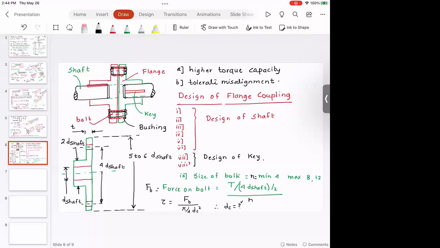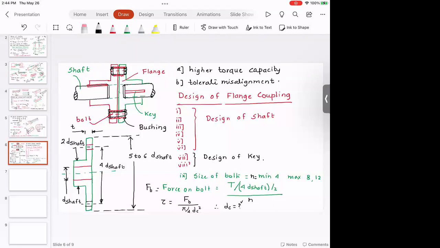And what would that force do? That force would shear the bolt out. So for that, I'm using the resisting area of the circular cross section, equating that to the design shear stress, and that gives me the core diameter of the bolt. Everyone understood this?